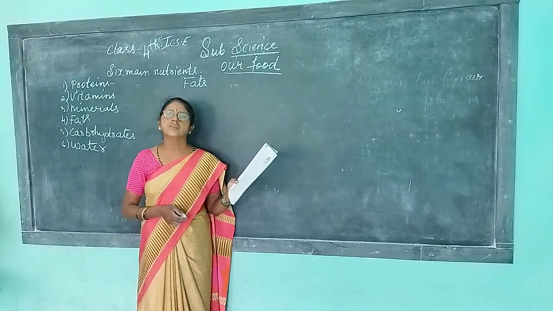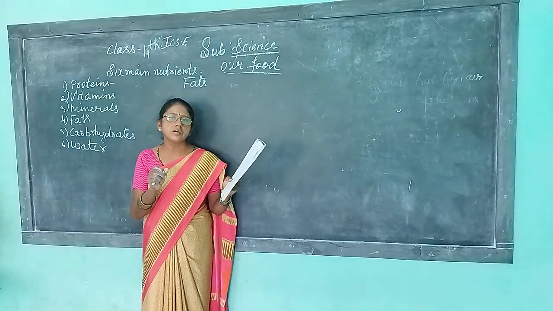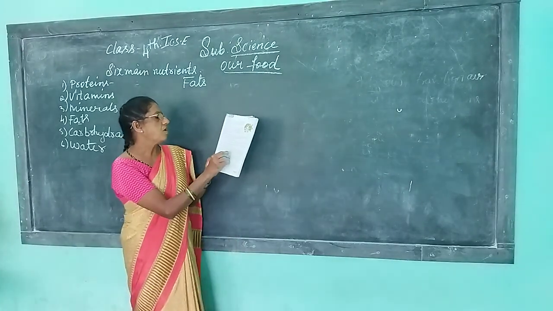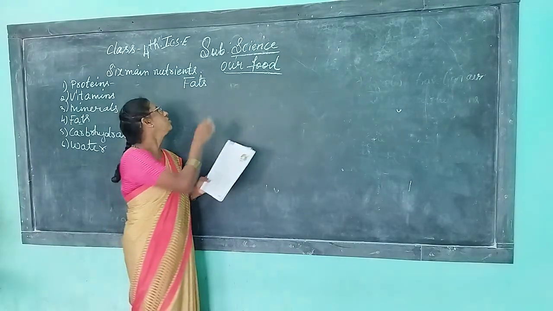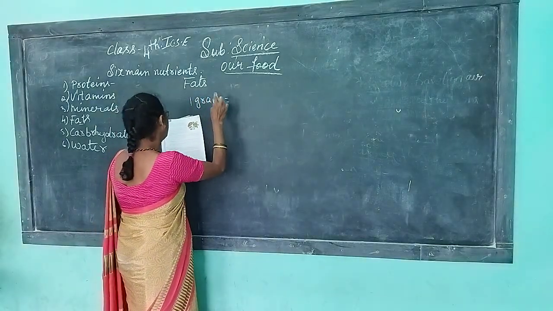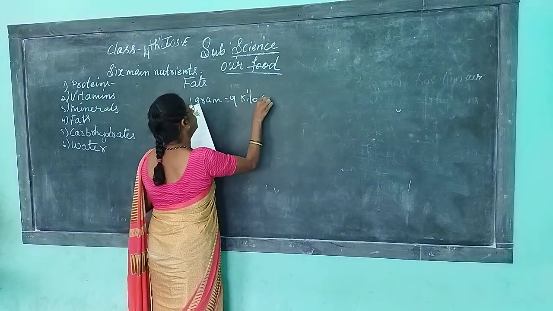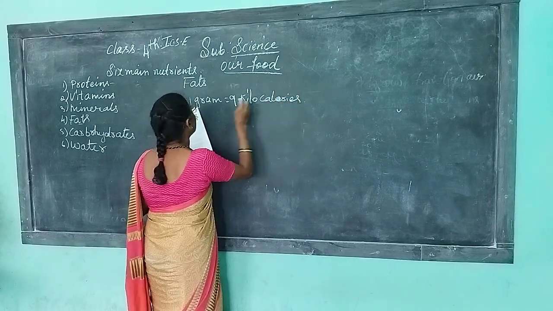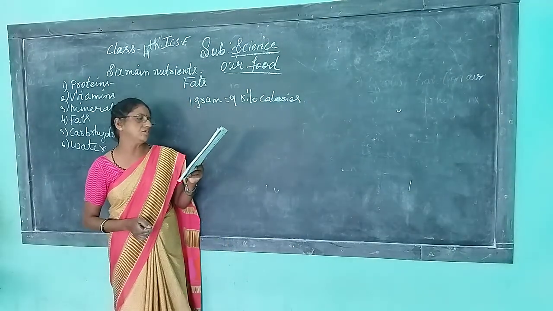So in the fat, it is one of the richest sources of energy. So 1 gram of fat is equal to 9 kilocalories of energy. So 1 gram is equal to 9 kilocalories of energy.